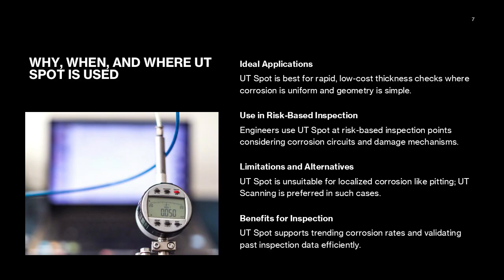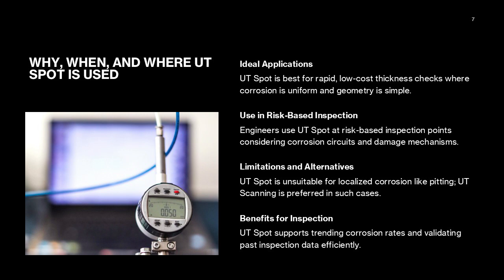UT spot is chosen when rapid, low-cost thickness measurements are required and when the corrosion pattern is expected to be uniform. This includes straight pipe sections, simple geometries, and pressure vessels with low susceptibility to localized thinning. Engineers typically apply UT spot at CMLs identified through risk-based inspection, RBI, assessments, where factors such as process conditions, corrosion circuits, and damage mechanisms determine the most representative measurement positions.